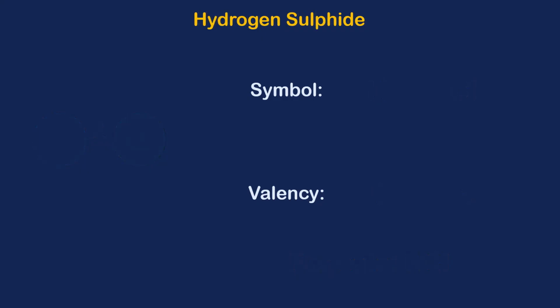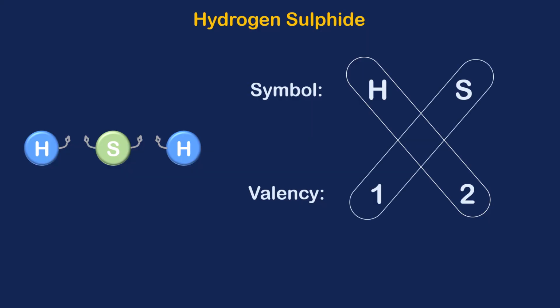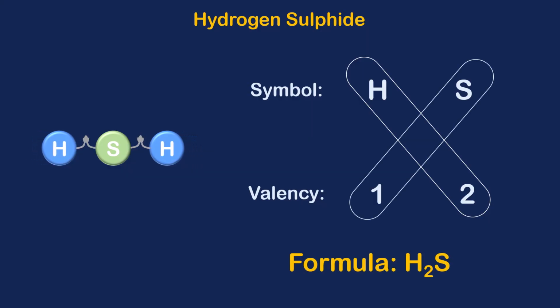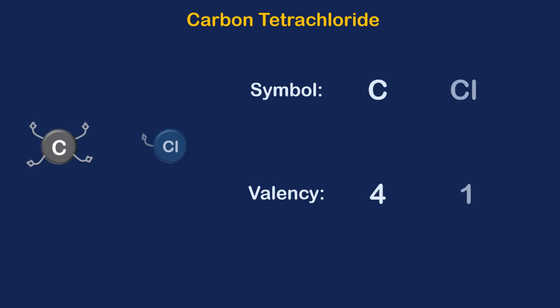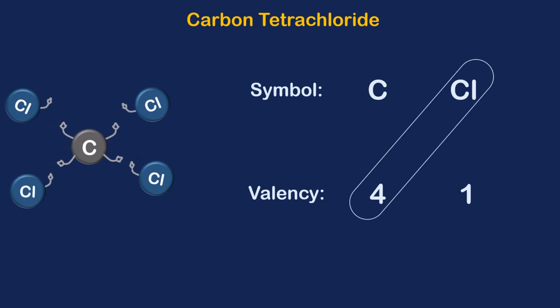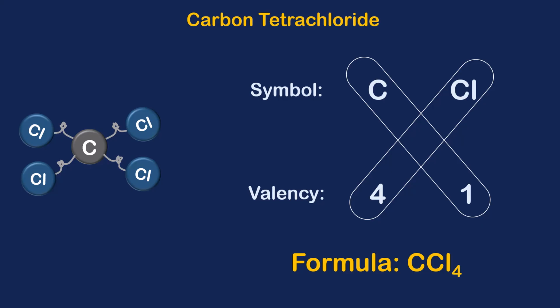Next, hydrogen sulfide. Hydrogen has a valency of 1, but sulfur has a valency of 2. So, we need 2 hydrogen atoms and just 1 sulfur atom to get a balanced compound of H2S. The valencies get swapped in the formula. Let's look at another one. Carbon tetrachloride. Carbon has a valency of 4, but chlorine has a valency of 1. So we need 4 chlorine atoms and just 1 carbon atom to get a balanced compound of CCl4.